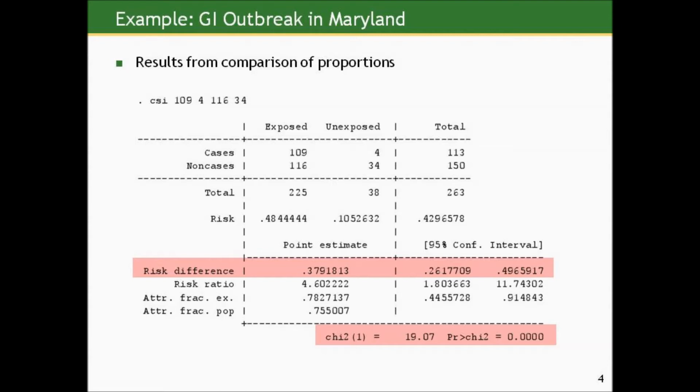The observed difference in proportions, that estimated risk difference, was an absolute 38% more students who ate sandwiches got sick than those who ate something else in this sample. But of course, the sample of people who did not eat sandwiches was relatively small, so there's some uncertainty here. But even after accounting for that sampling variability, this suggests that this absolute difference in proportions could be as small, quote unquote, as 26% or as large as nearly 50%.